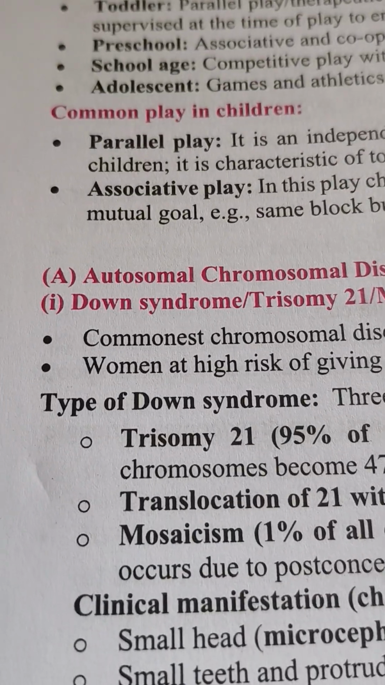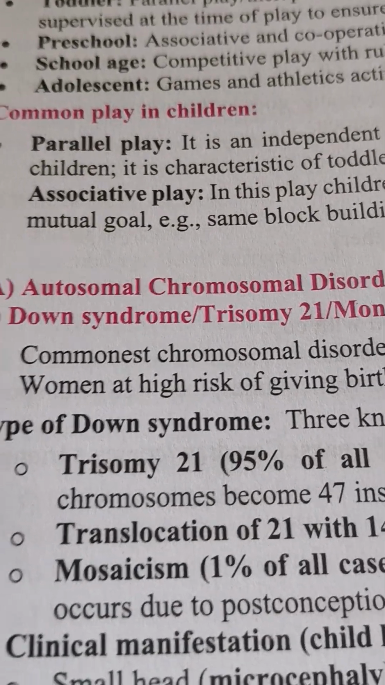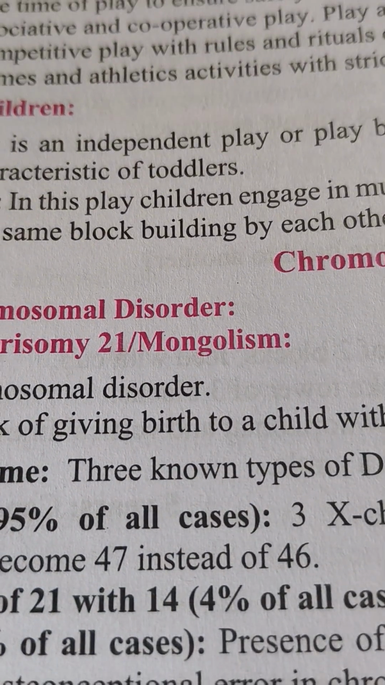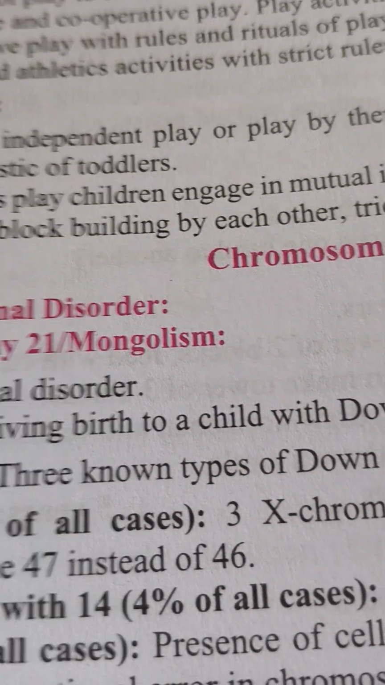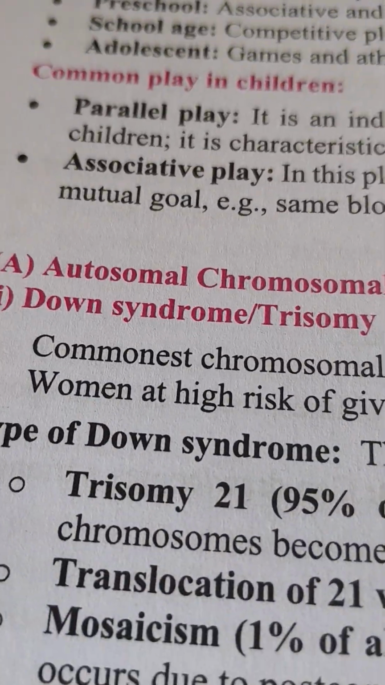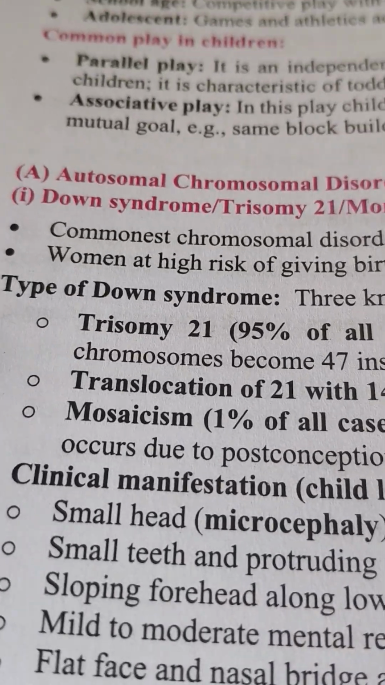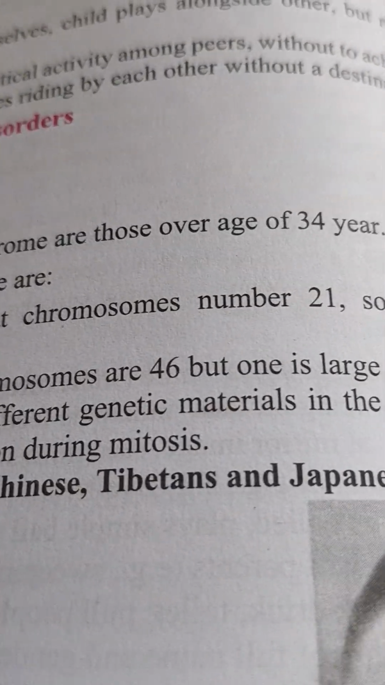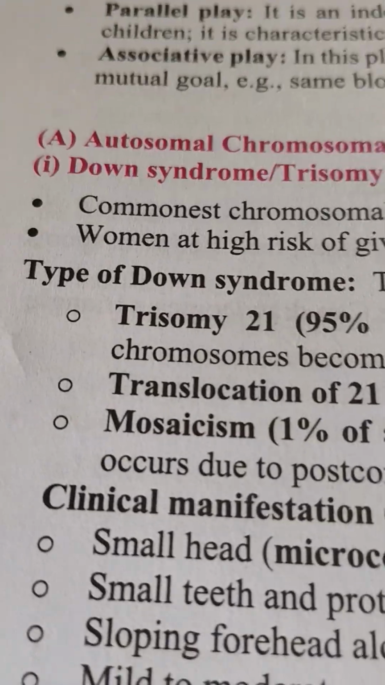Autosomal chromosomal disorders. Number 1 is Down syndrome, or trisomy 21, or Mongolism. It is the commonest chromosomal disorder. Women at high risk of giving birth to a child with Down syndrome are those over the age of 34 years.